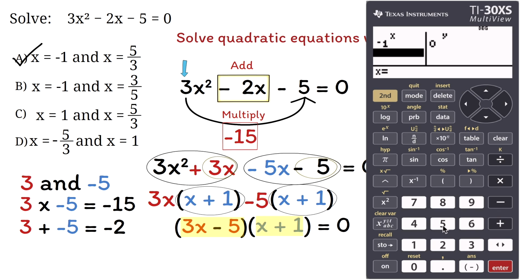We can test another value. We want to test 5 over 3. We type 5 over 3, then press enter. This also gave us a y value of 0 as we expected. So we know option A is the correct answer.